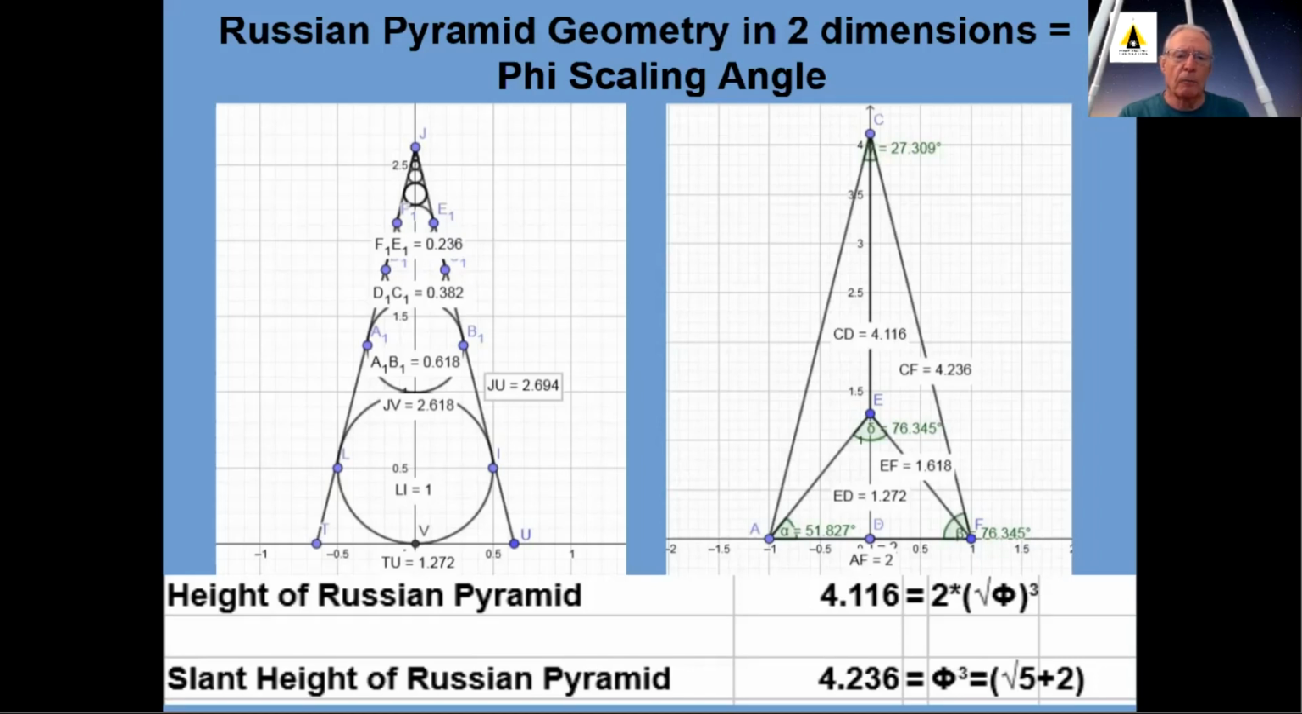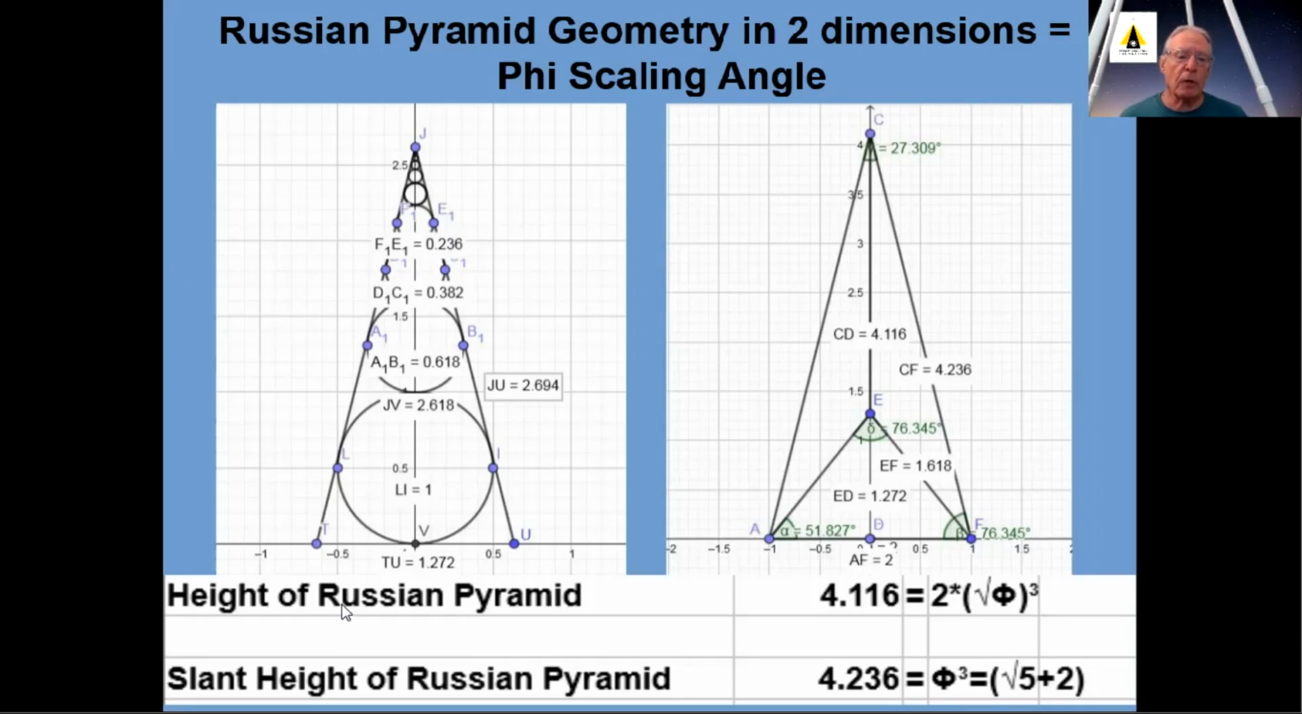So Marshall Lefferts independently came up with, at roughly the same time, what he called the Phi scaling angle, and that's what I have mentioned up at the top. So the Russian pyramid geometry in 2 dimensions, which is kind of what we have here, is actually equivalent to the Phi scaling angle that Marshall Lefferts developed in his recent book, Cosmometry, exploring the holofractal nature of the cosmos.